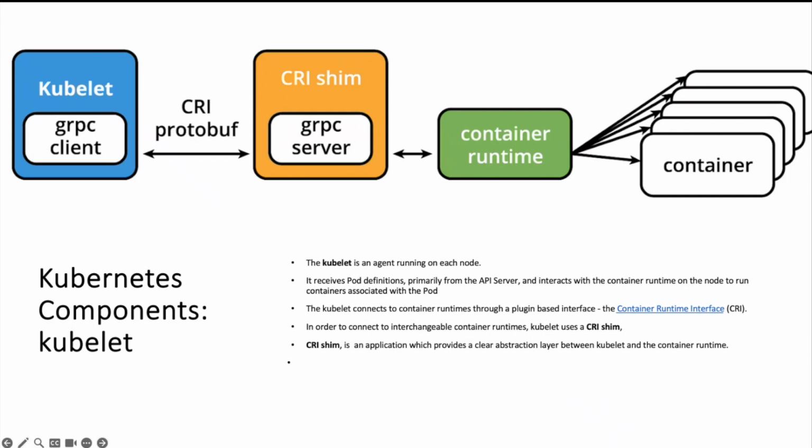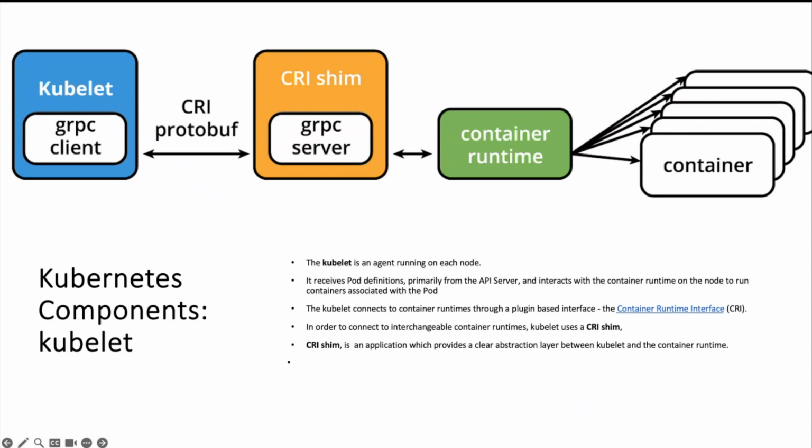All one has to do to integrate a container runtime with kubelet is implement this CRI shim, if it is not already available. And this CRI shim is responsible for managing requests from kubelet and converting them into the form of an API which the container runtime understands, and then executes the request for the kubelet using the container runtime.